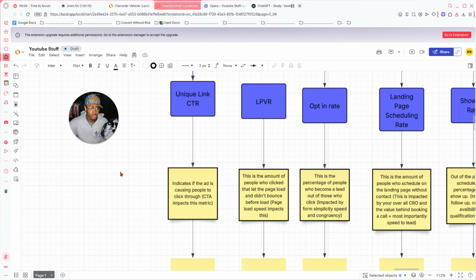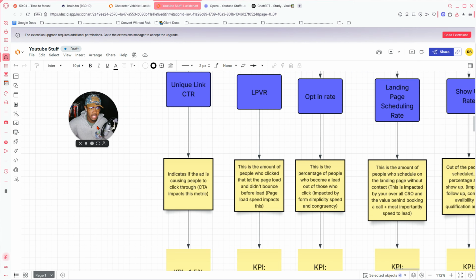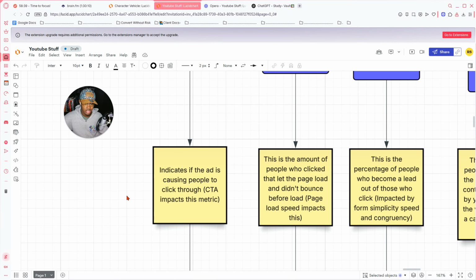Unique link click-through rate. This is very important, and it's something that can be tracked on Facebook. This is the total amount of people who click the link off of your ad. Not click your page, not like your video, not comment, but click the link. And that are unique people. Not the same person multiple times, but unique link click-through rate. This indicates if an ad is causing people to click through. These are people who actually click the link.